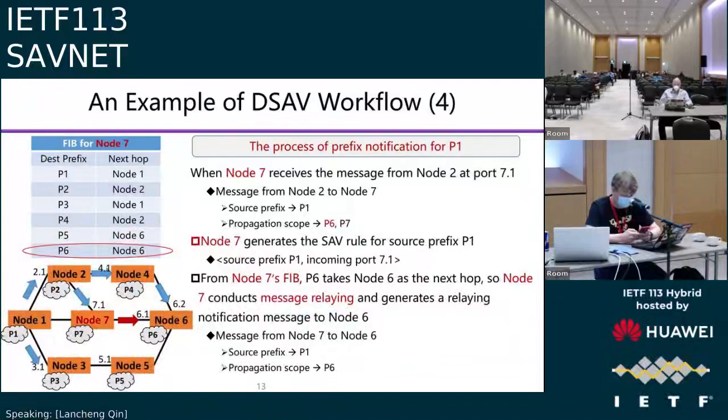Similarly, when node 7 receives the message from node 2 at port 7.1, it generates the save rule for source prefix P1, and then it checks that P6 takes node 6 as the next hop, so node 7 conducts message relaying and generates a relaying notification message to node 6, carrying P1 in the source prefix field and carrying P6 in the propagation scope field.